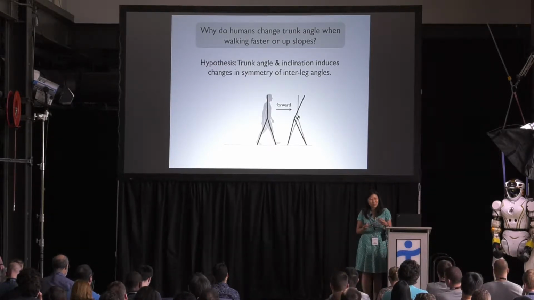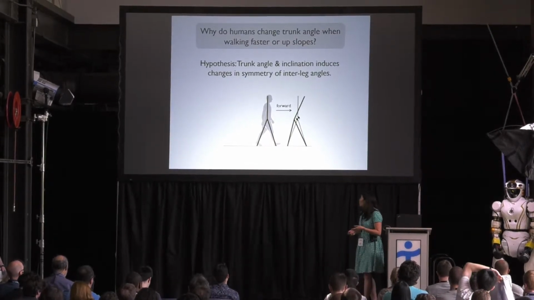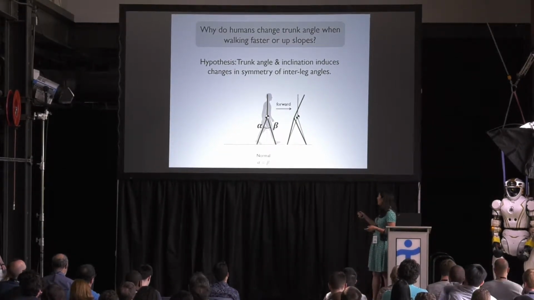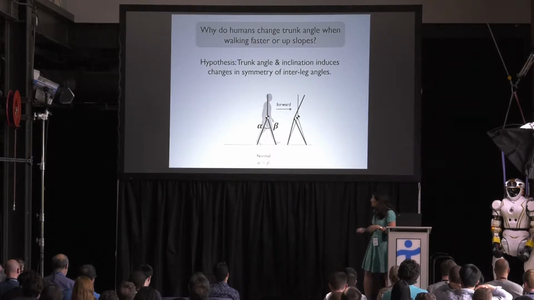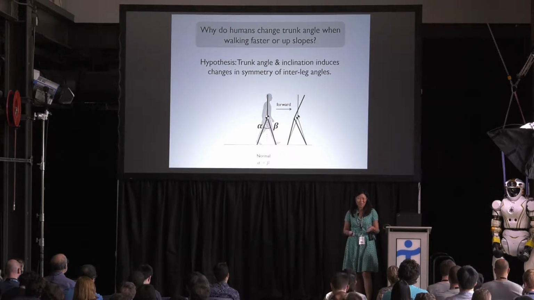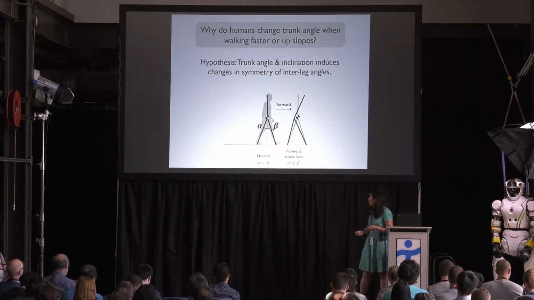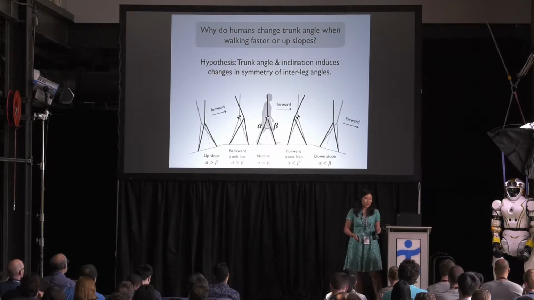Our hypothesis is that when you move your trunk angle or walk up slopes, this induces a change in the symmetry between your two legs. If you look at just walking, you have alpha and beta, and these two angles are equal when you're walking normally. If you lean your trunk forward, one of the angles will be greater than the other. If you lean your trunk backwards, there'll also be a change. And then if you're going up slopes or down slopes.